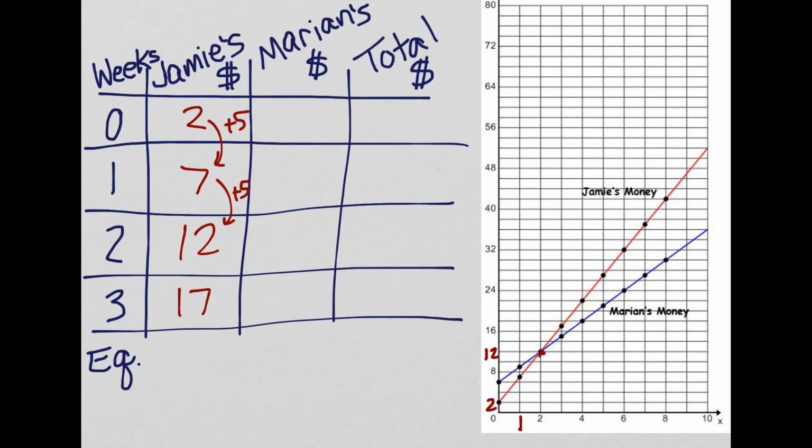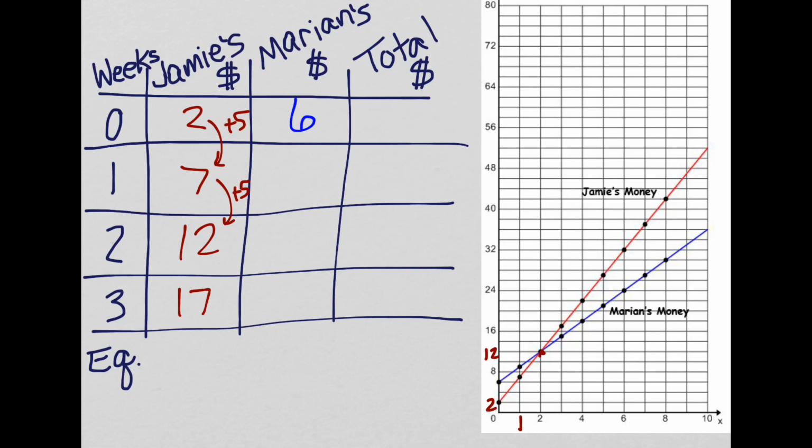And then we'll look at Marion's money. So that's going to be in blue. I don't have a blue right now. Okay, now here we'll go blue. Okay, so Marion's money. In the very beginning, how much money did she have? She had $6. So she had a little bit more than Jamie in the beginning.